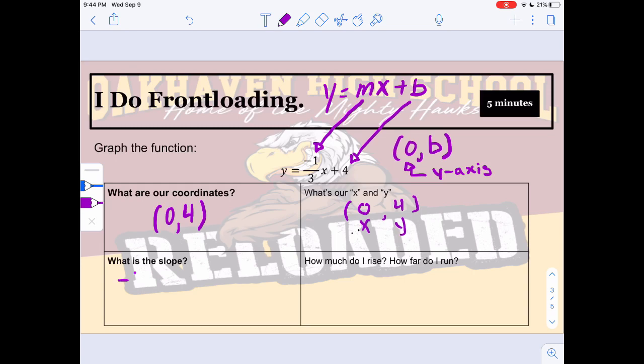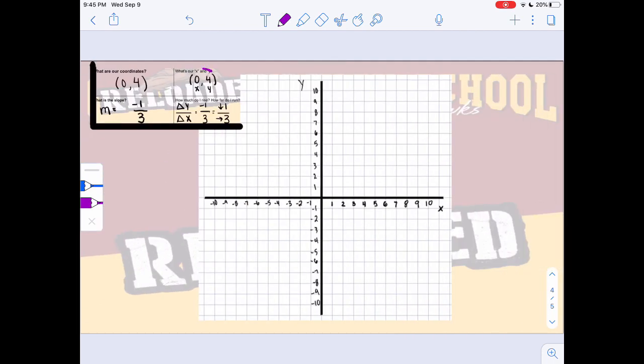Our slope is -1/3. That means once I've plotted that point, I need to go down 1 and to the right 3. That -1 is what tells me I'm moving down 1, and that +3 is what tells me I'm moving to the right 3. So let's go graph it. I'm going to plot a point at (0, 4).